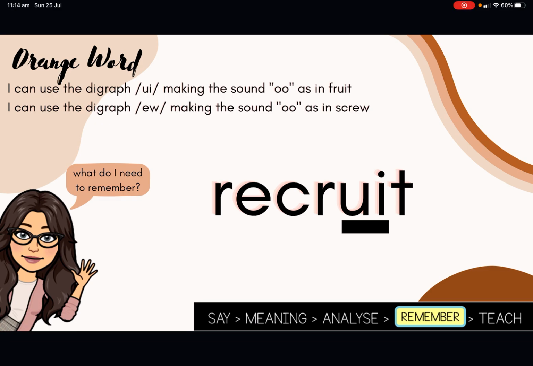The U with the UI digraph, and the T sound is made with the letter T. So if you can even sound out this word and then just remember that the U is made with the digraph UI, you will have great success at spelling the word recruit accurately.